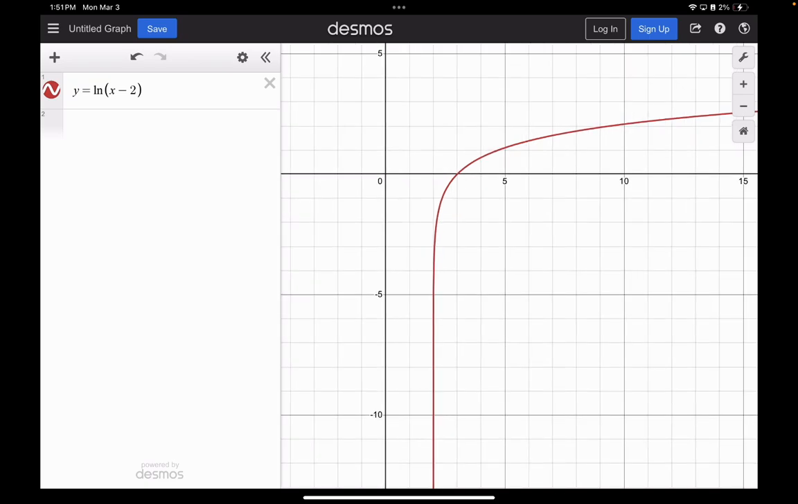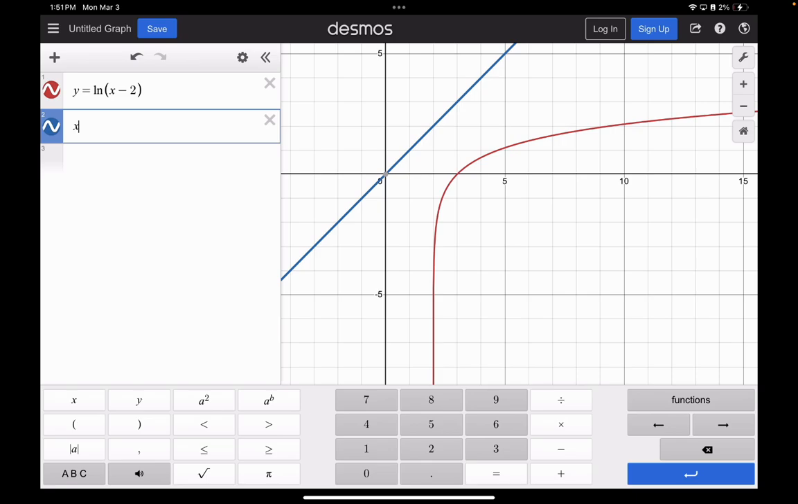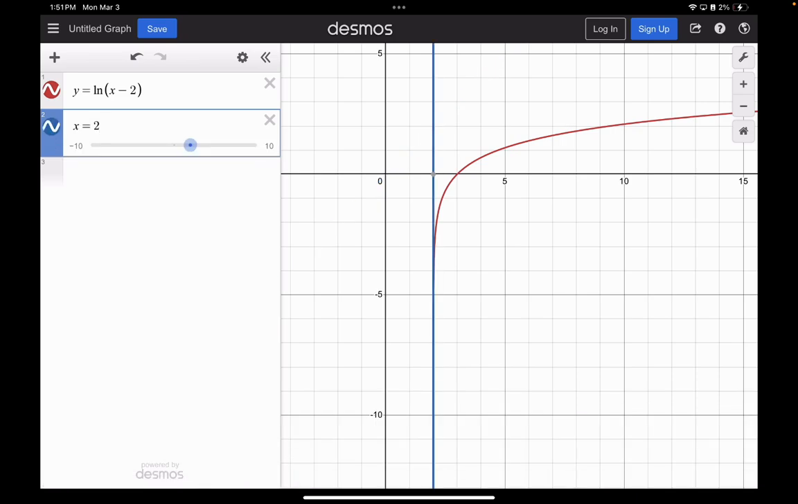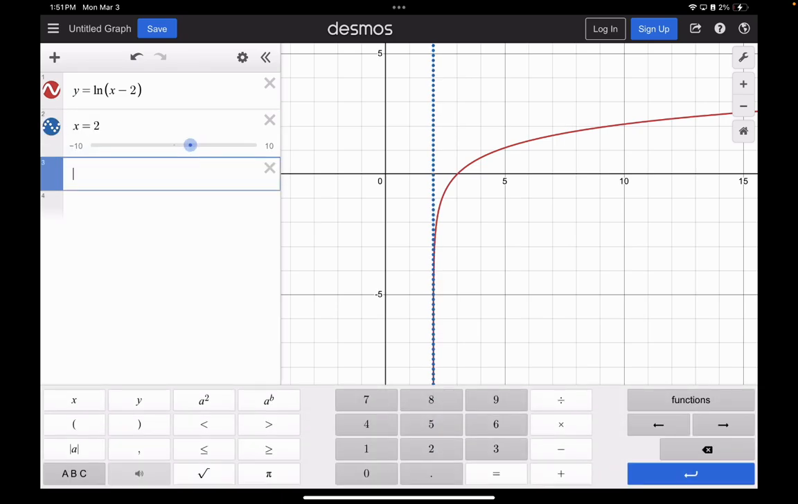And the domain was all real numbers such that x is greater than 2, which is your vertical asymptote. I totally agree, which is when I said 0 for the other one. What's the second one? 2 minus x.